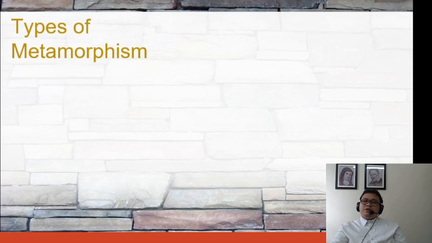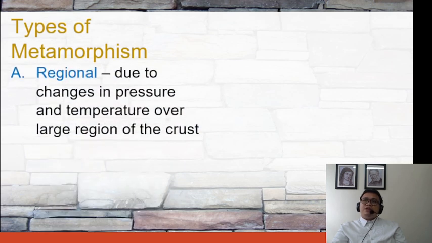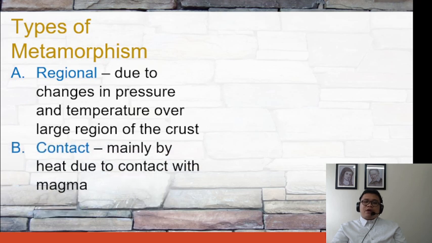What are the types of metamorphism? We have regional metamorphism, which is due to changes in pressure and temperature over a large region of the crust. We also have contact metamorphism, which is mainly by heat due to contact with magma. So what is a good example of regional metamorphism? If you remember your lesson in plate tectonics, we have a concept there of convergence of plates, which we call convergent boundaries, right?